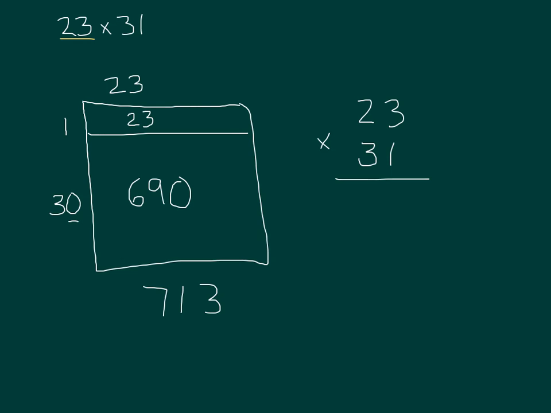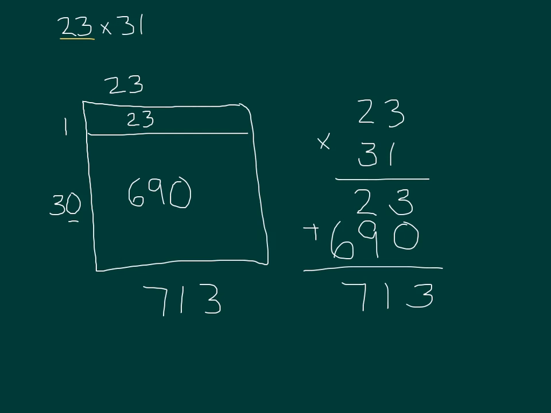So very quickly, 1 times 3 is 3, 1 times 2 is 2. And remembering that this is not 3 but 30, I can make that happen by putting a 0 there and then just multiplying by 3. 3 times 3 is 9. 3 times 2 is 6. If I add it up, I'm going to get my 713.